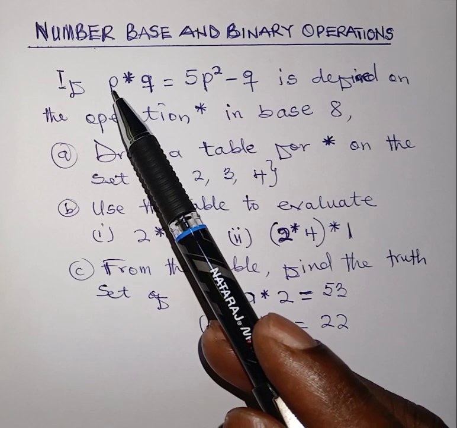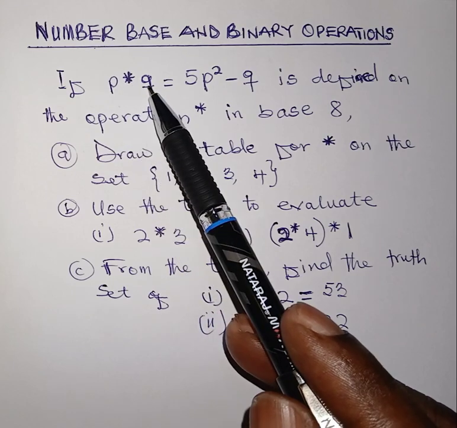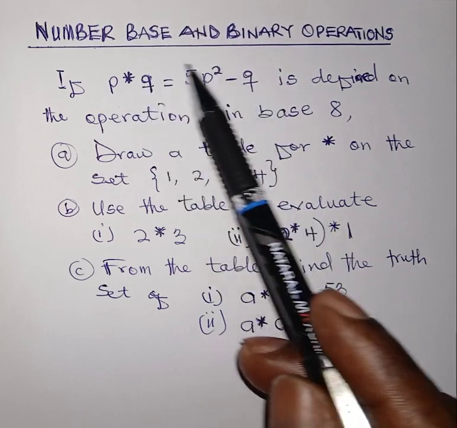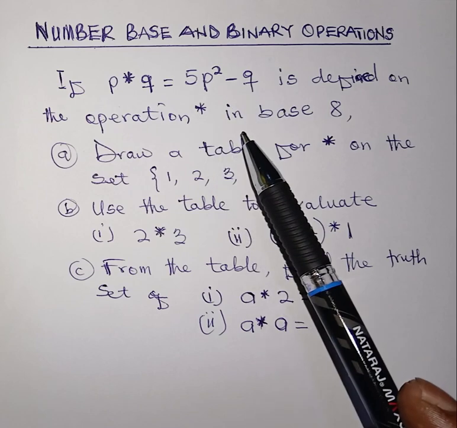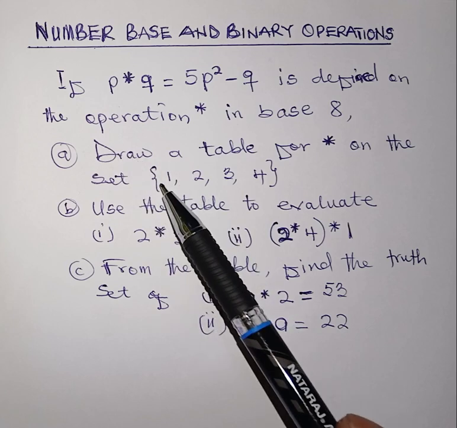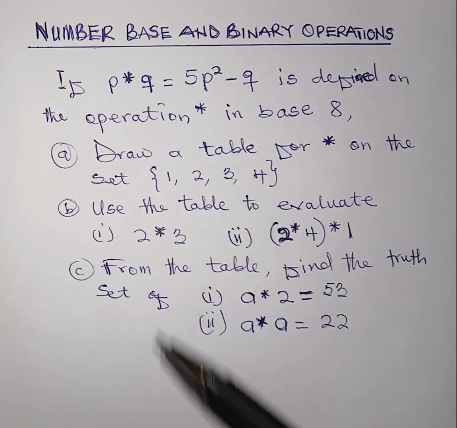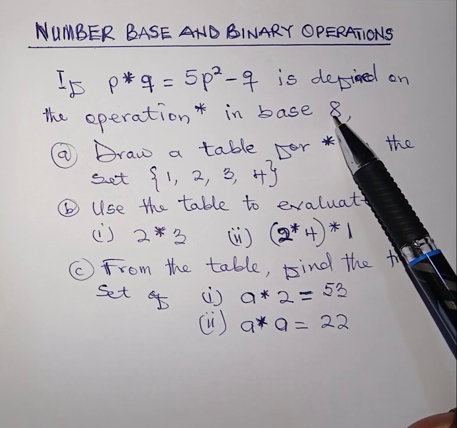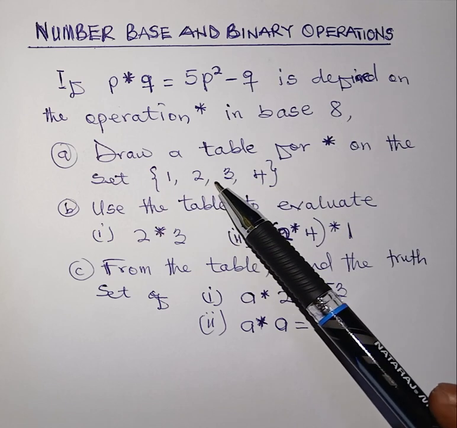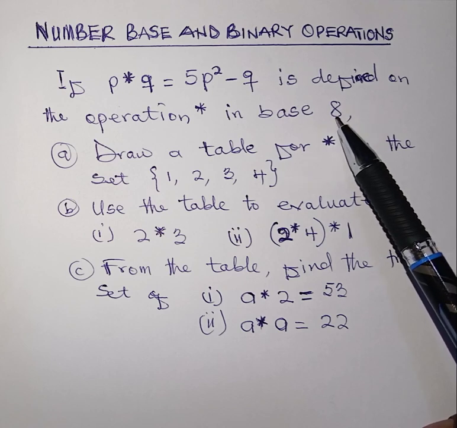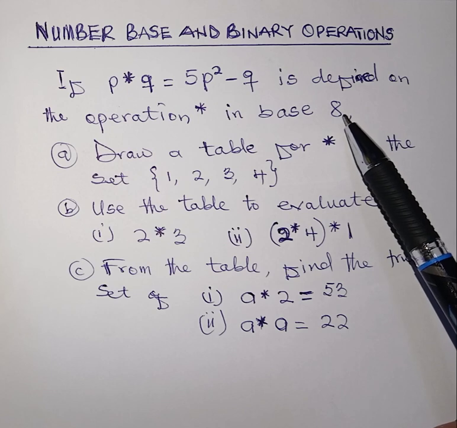For instance, in this question before us, we have this rule: P operation Q is equal to 5p squared minus Q. This is the rule given to us. In questions like this, if the set is given, which in this case it is, you use it. If the set is not given, then you base on the base given to generate your set. If we had not been given the set as 1, 2, 3, 4, we would have started from 0 and written 0, 1, 2, 3, 4, 5, 6, and 7.